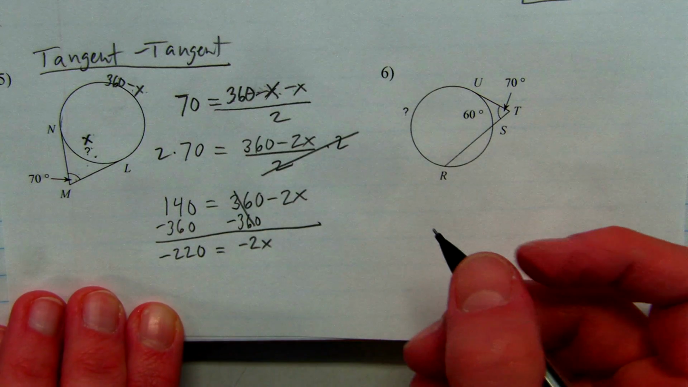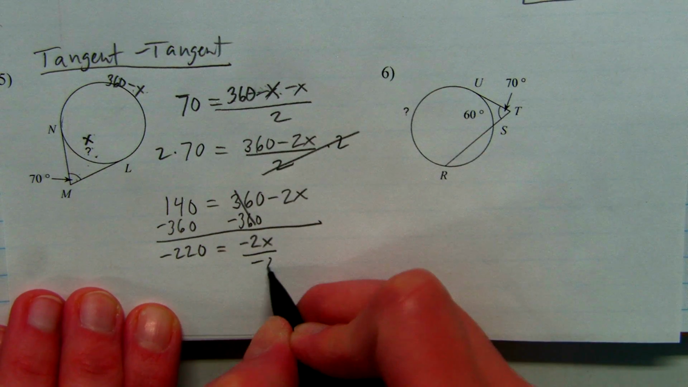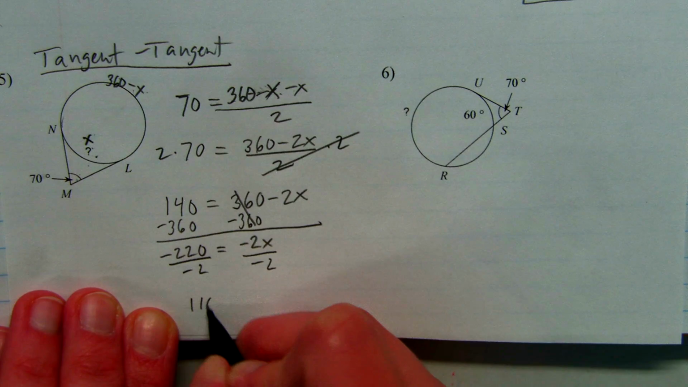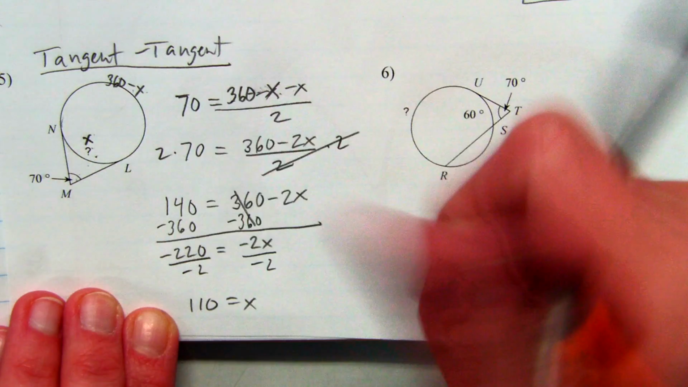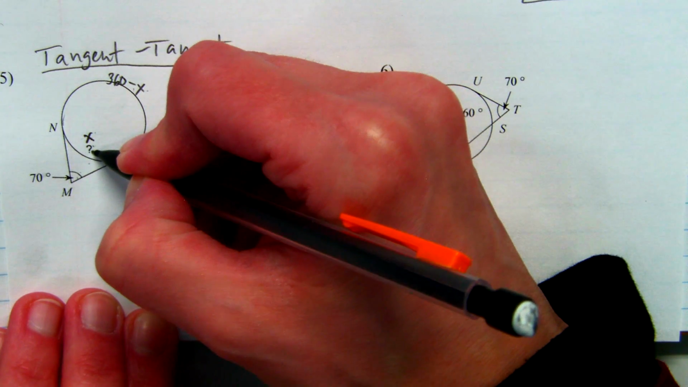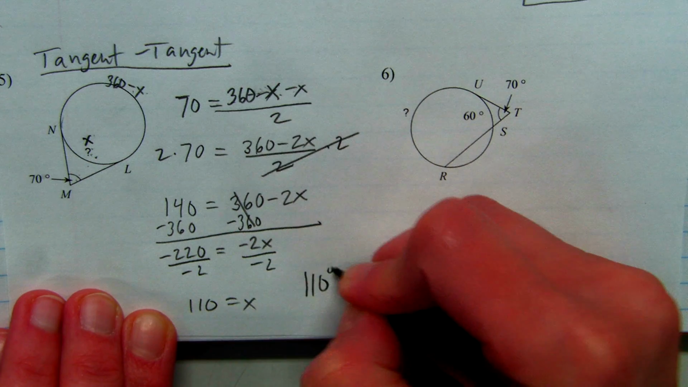Okay, bring it home. What's the last step? Divide by negative 2. So this is 110 equals x. So if they're asking just for this smaller angle, I'd be done. I could say 110 degrees.